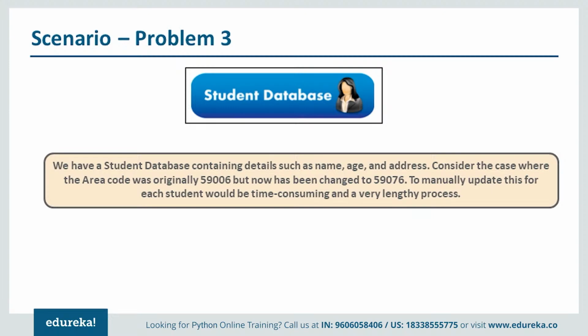Third one: if I have a student database and I want to change some attribute without doing any hard coding, how can I search for that value and then replace it? That's what we want to understand here. These are the problems we want to resolve, and the only solution for these problems is regular expressions.